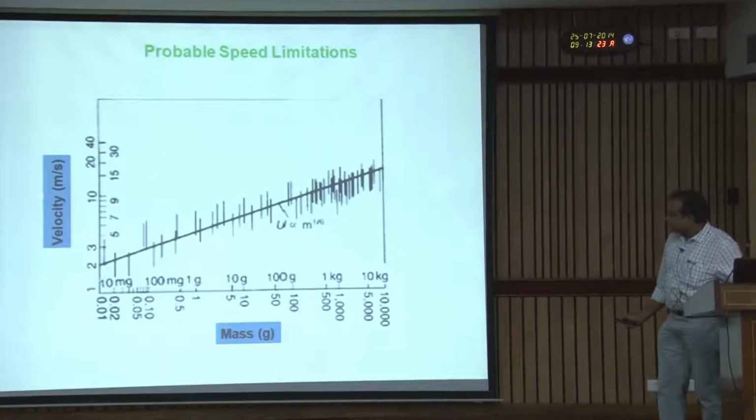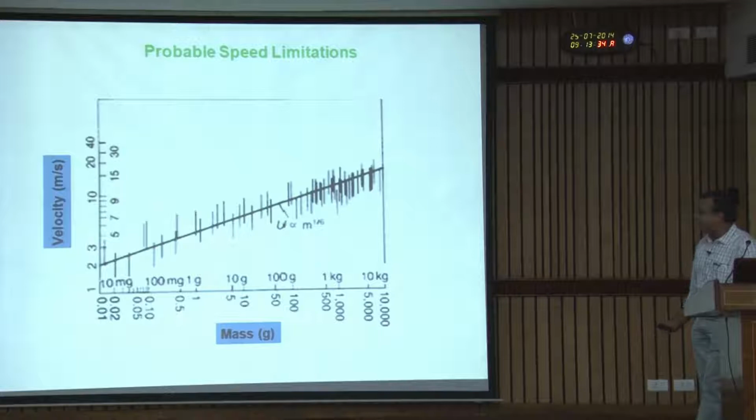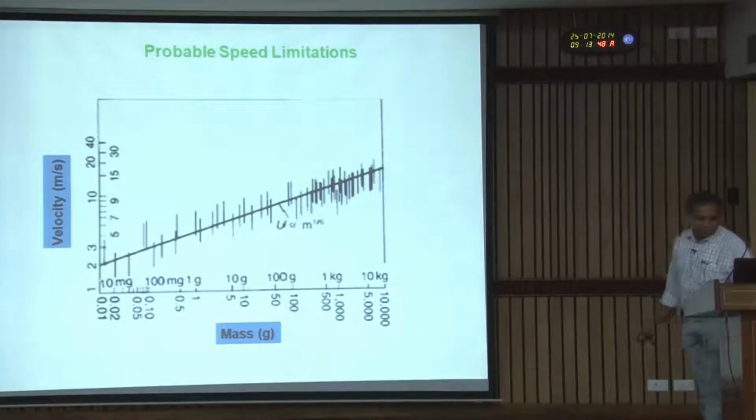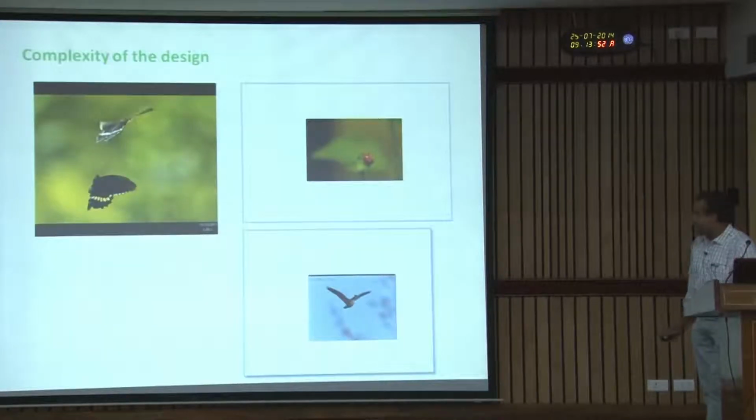This velocity versus weight or mass has a good correlation, which is velocity is proportional to m to the power 1/6 in natural flyers. These are for natural flyers. So, this probably gives you the speed limitation for the weight that you get, that is, what kind of speed you can achieve in this flapping wing mechanism. So, it is taken from nature. I do not claim that it has been proved or something.